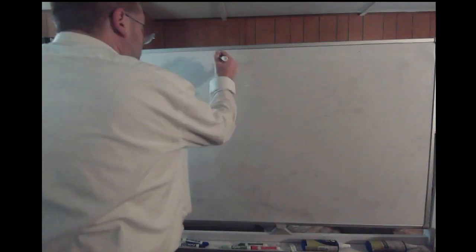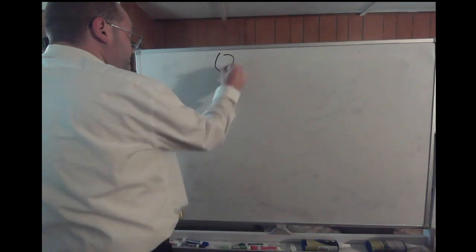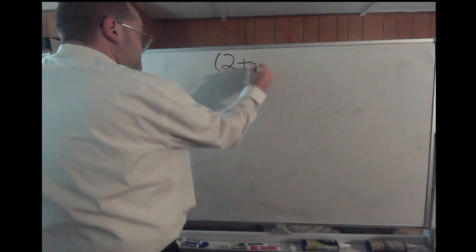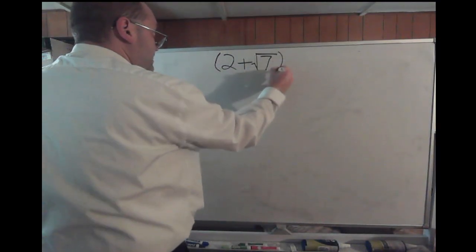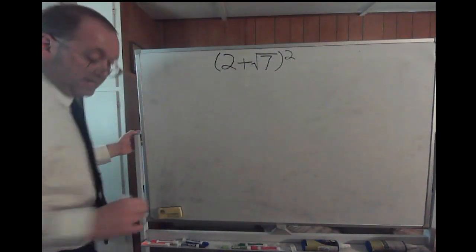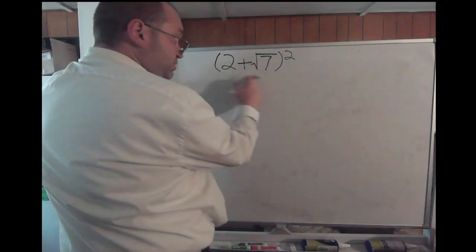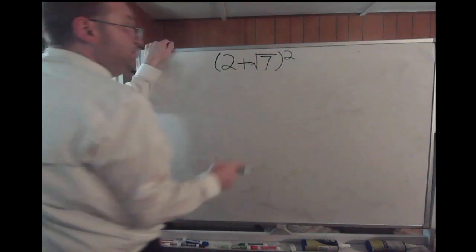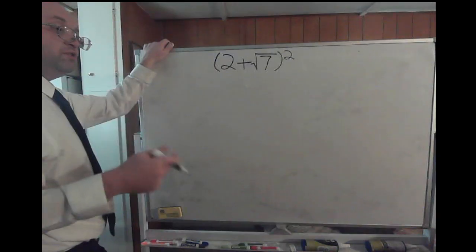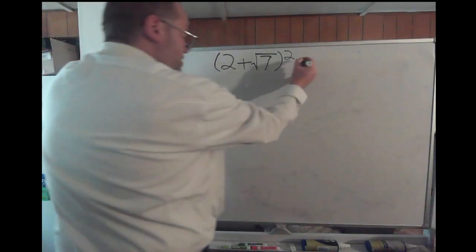All right, let's shift it a little bit here. This is a little bit different. So we have 2 plus the square root of 7, that quantity raised to the second power. So now all of a sudden we have 2 plus the square root of 7 to the second power. If we recall, this is a binomial square.